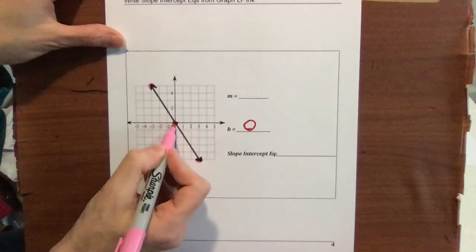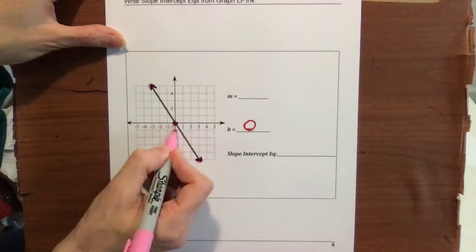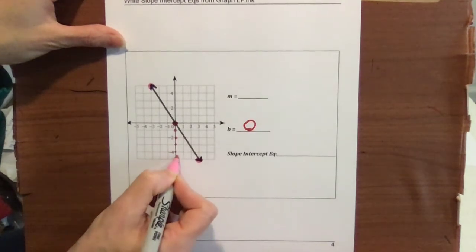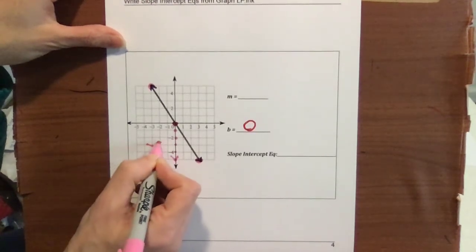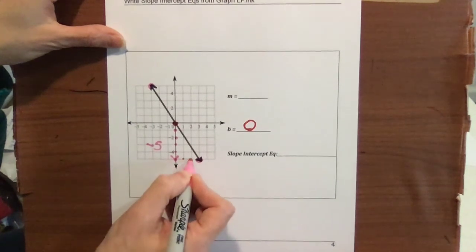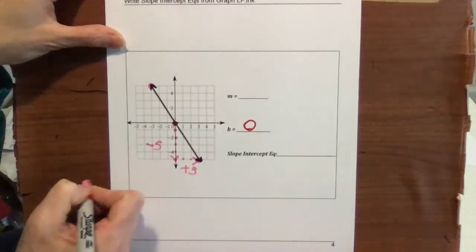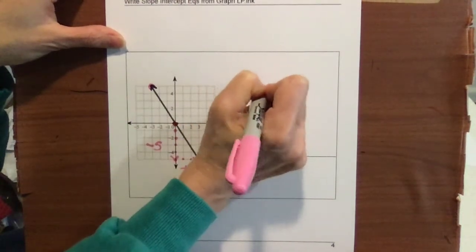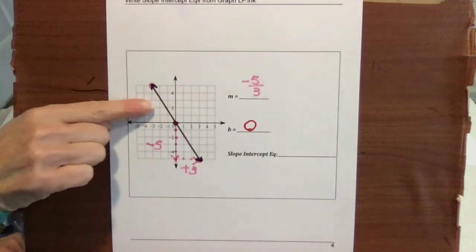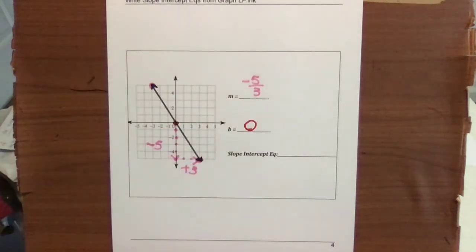So let's walk from our red point down to our pink point. So we're going to go 1, 2, 3, 4, 5, and we went in a downward direction, so -5. Now we're going to go to the right, 1, 2, 3, in that direction, and it's positive. So our slope is -5/3. And as you can see, our line, as we read left to right, when we encounter the line, it goes downward, so it is a negative slope.